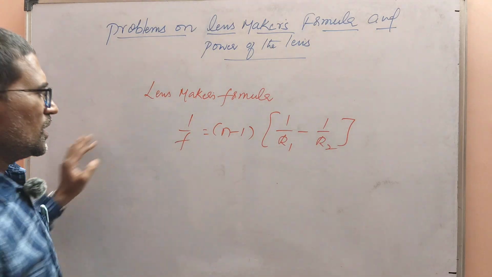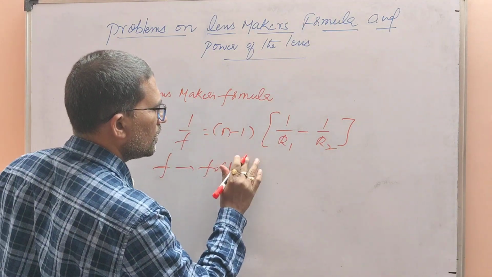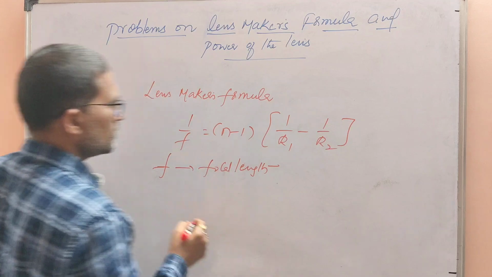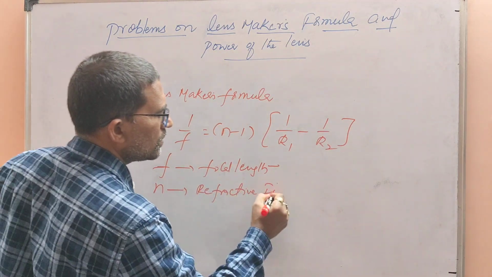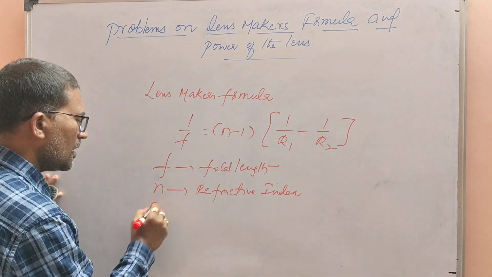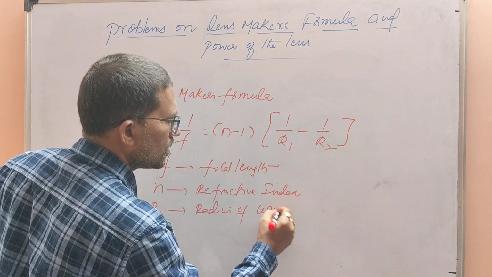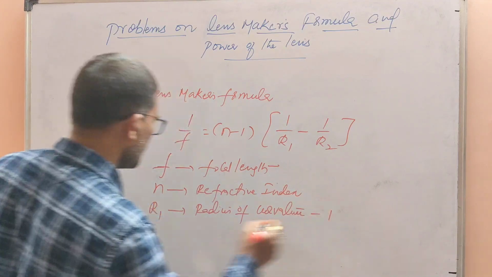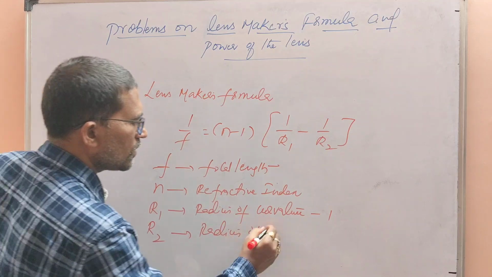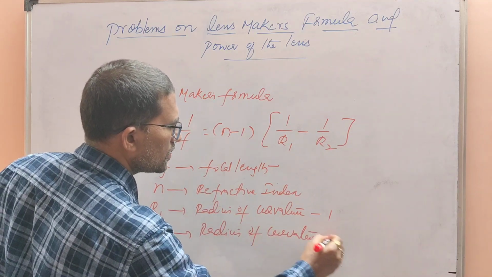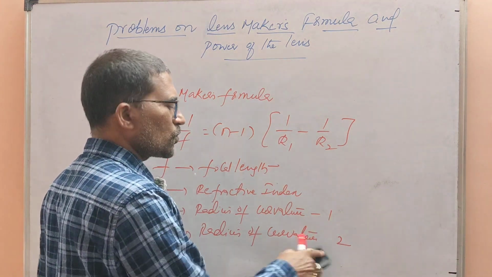In this, f is nothing but the focal length, n is the refractive index, r1 is the radius of curvature 1, r2 is the radius of curvature 2.